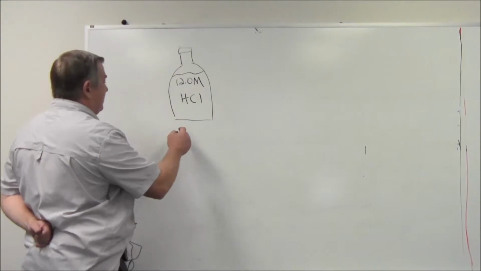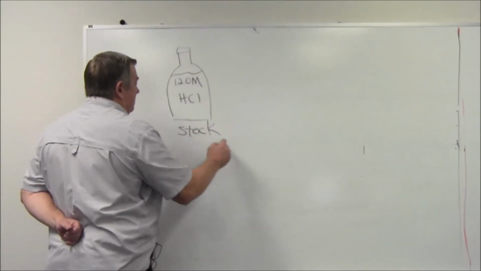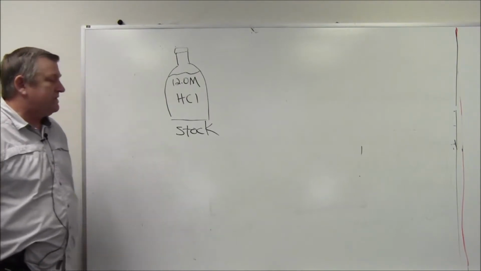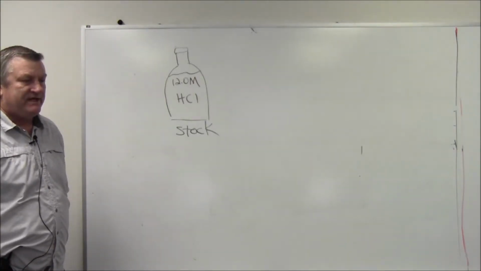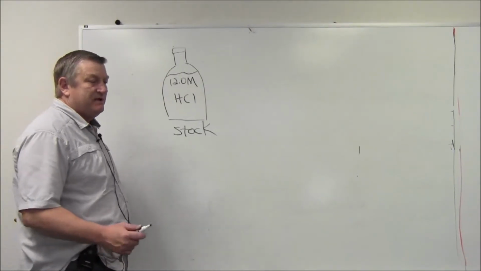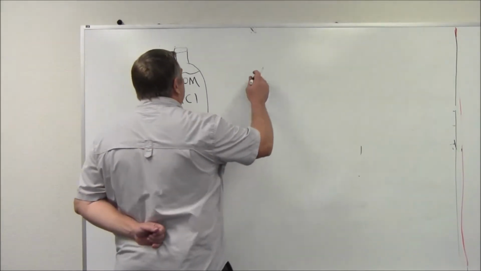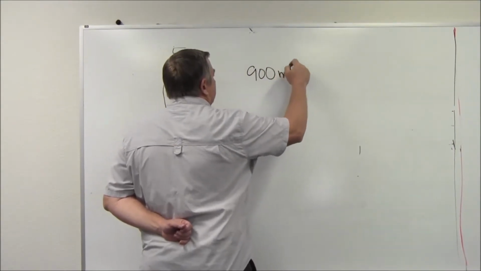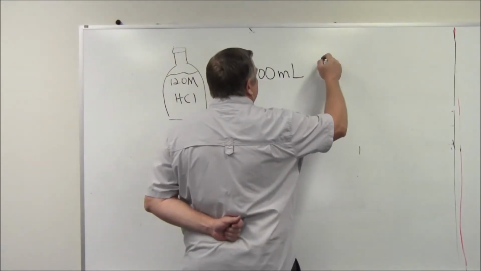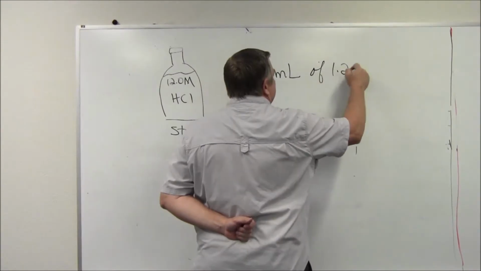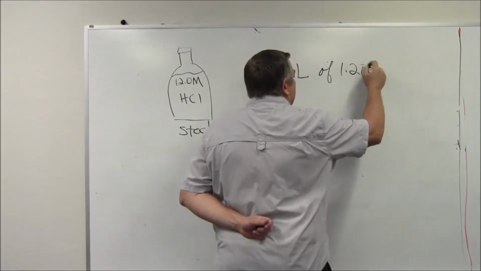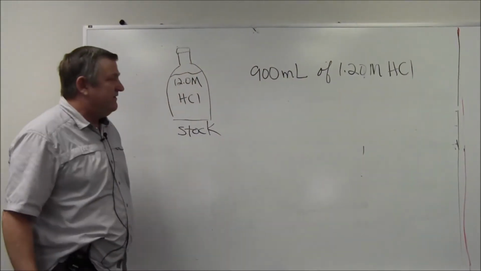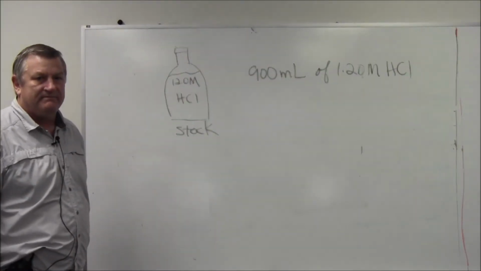So this is how you buy stock HCl. And so, let's say we want to do an experiment, and they say we need 900 milliliters of 1.2 molar HCl. So I've got to make 900 mils of 1.2 molar HCl for the lab.